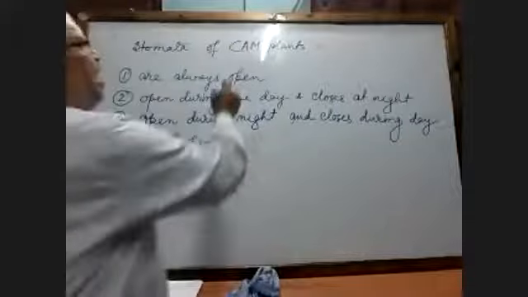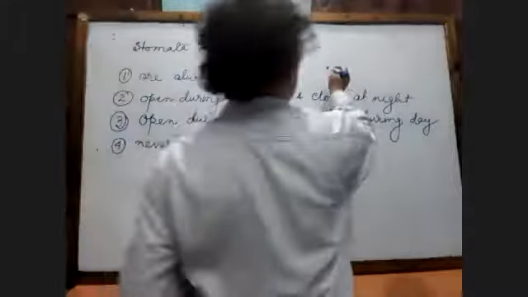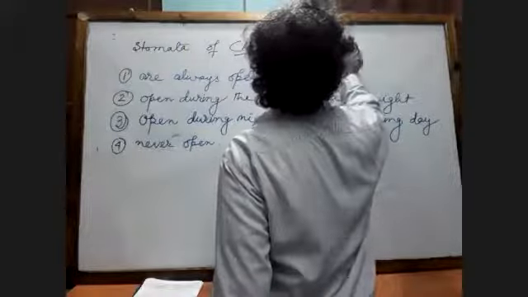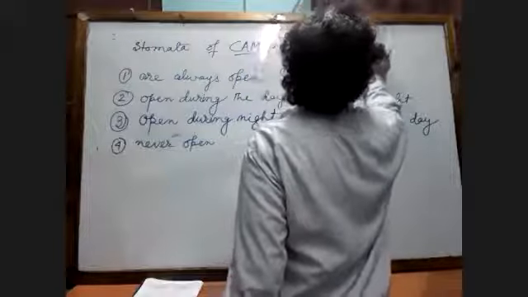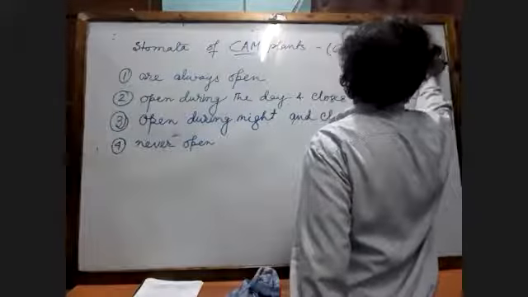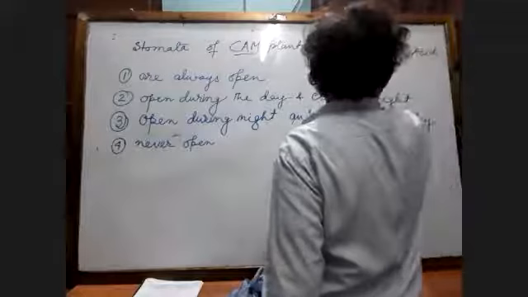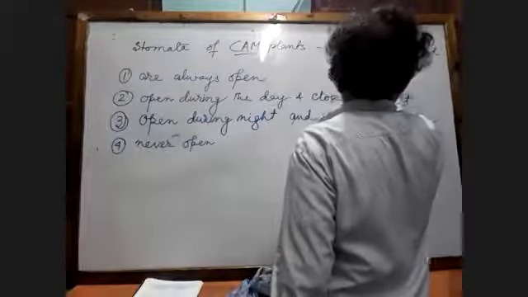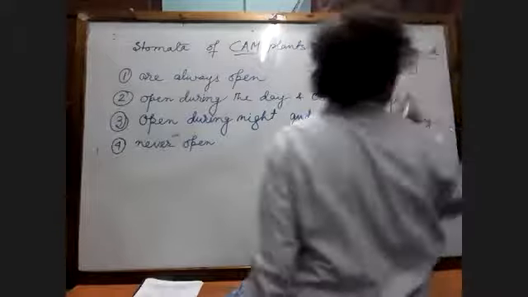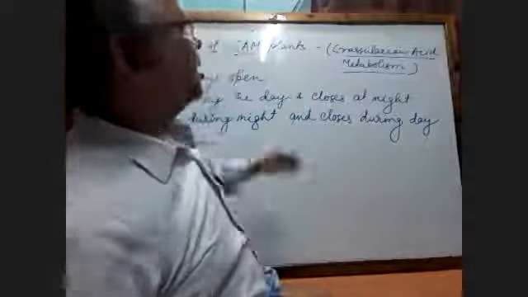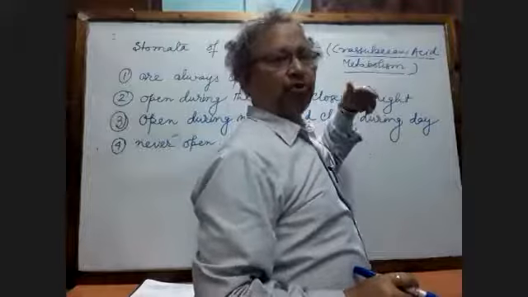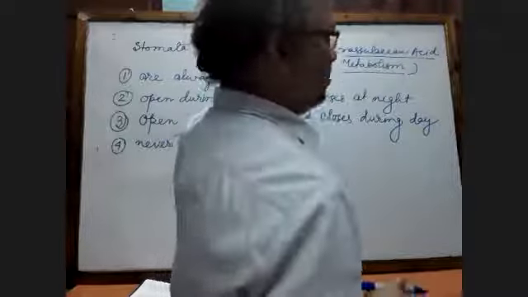The CAM plant. CAM stands for Crassulacean Acid Metabolism. This is a type of photosynthesis. In the chapter on photosynthesis, we will learn about this in detail.